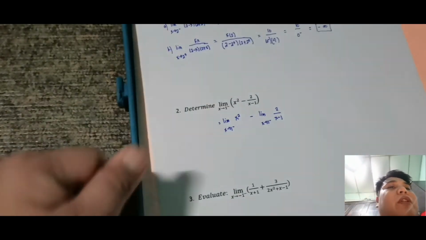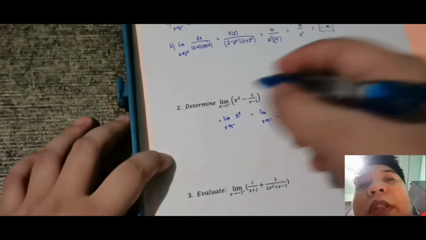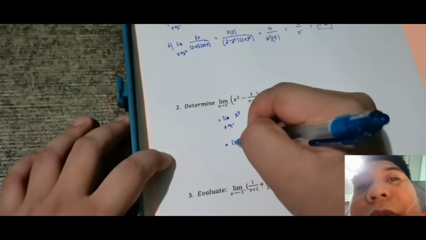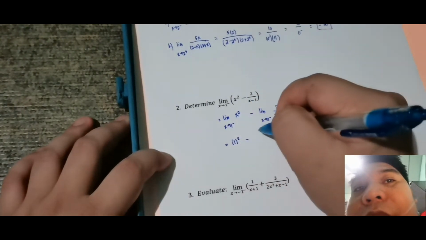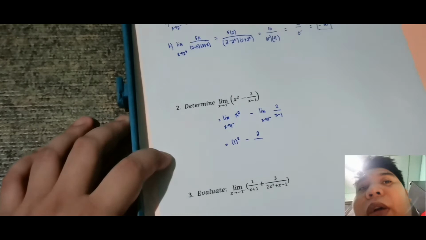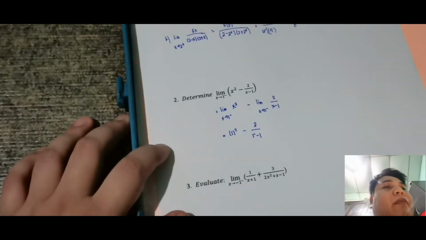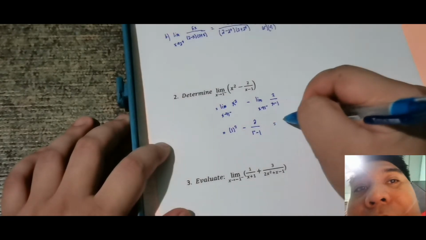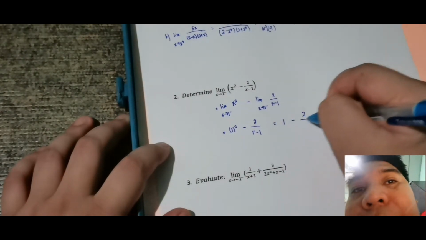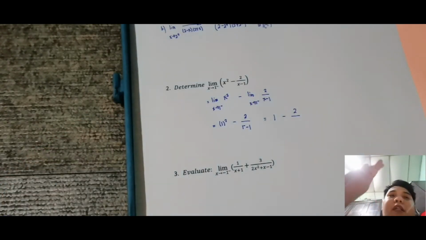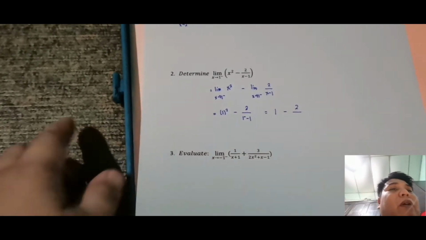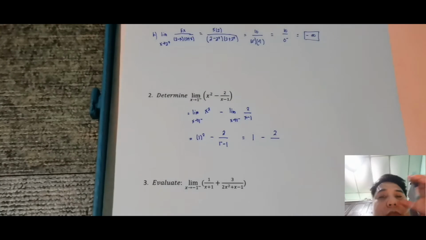Okay, since the x squared is not affected by 1 from the left, this is only 1 squared. Minus, this is 2 over, this one is affected. So this is 1 from the left minus 1. Right? And that is equal to 1 minus 2 over 1 from the left minus 1. 1 from the left is 0.999 something. Right?